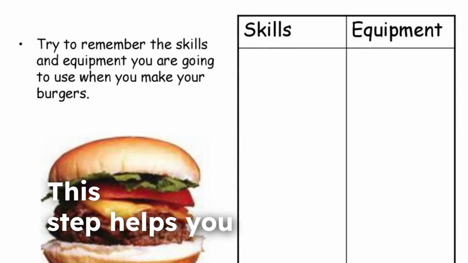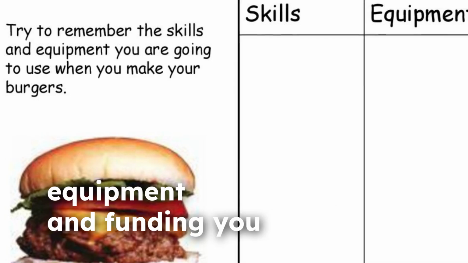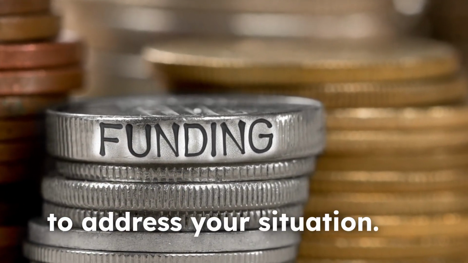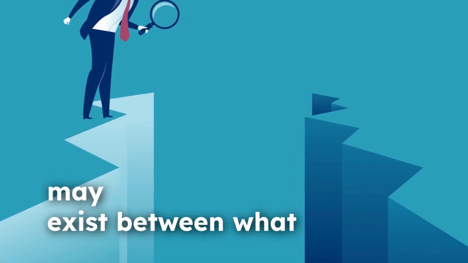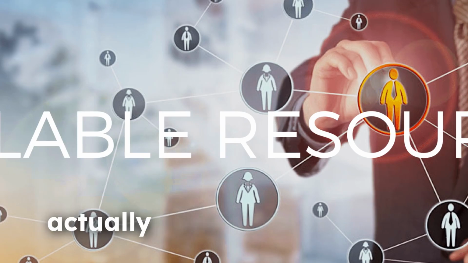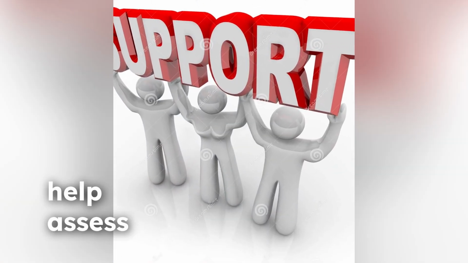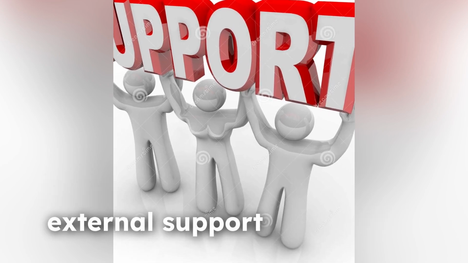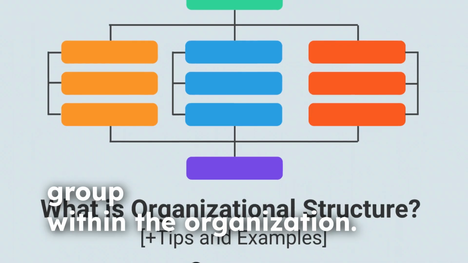This step helps you determine what skills, staff, equipment and funding you need to address your situation. It helps identify any gaps that may exist between what has been promised and what is actually available. You can also use this step to help assess whether internal or external support is required from a specific individual or group within the organization.